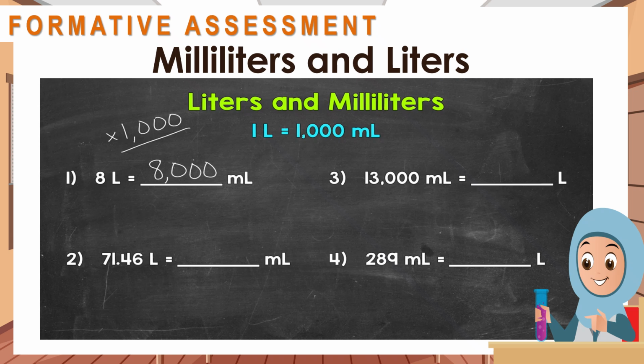Let's move on to number 2, where we have 71 and 46 hundredths, or 71.46 liters, equals how many milliliters? Now, this number is not as easy to work with as the 8 liters in number 1. We were able to use mental math for number 1. For number 2, we still need to multiply by 1,000 because we're going from liters to milliliters. When we multiply something by 1,000, we can make this really simple. All we need to do is move the decimal 3 times to the right.